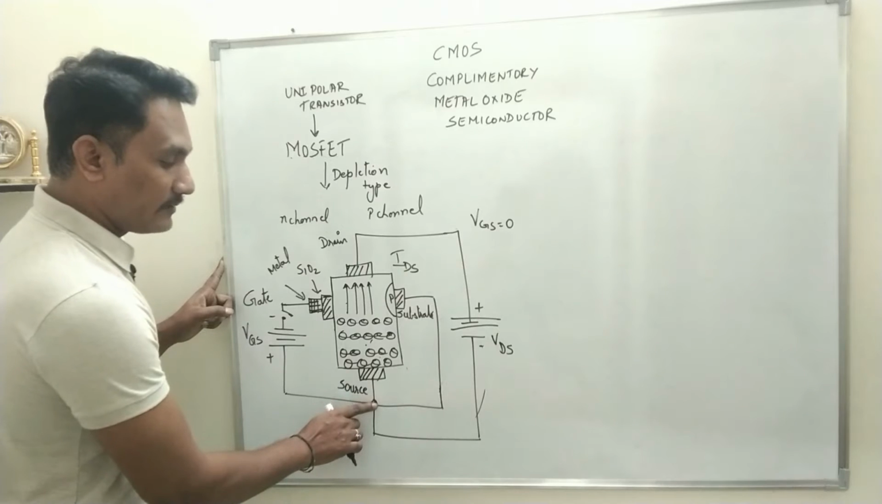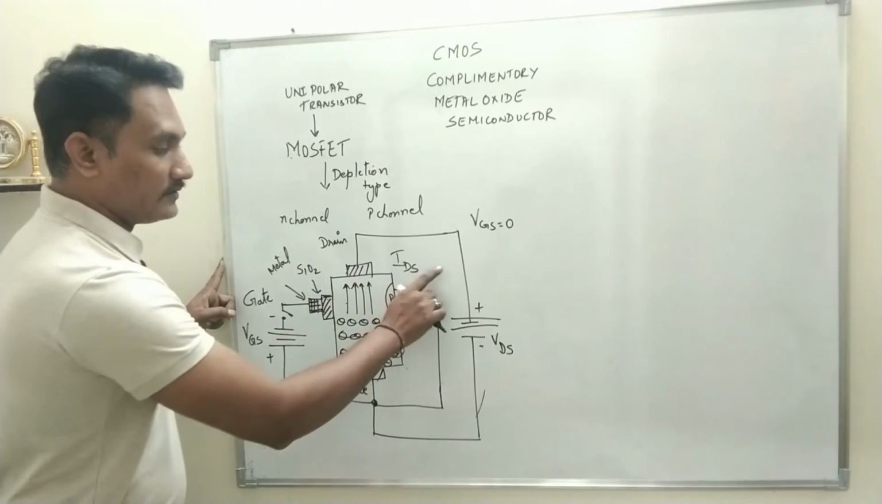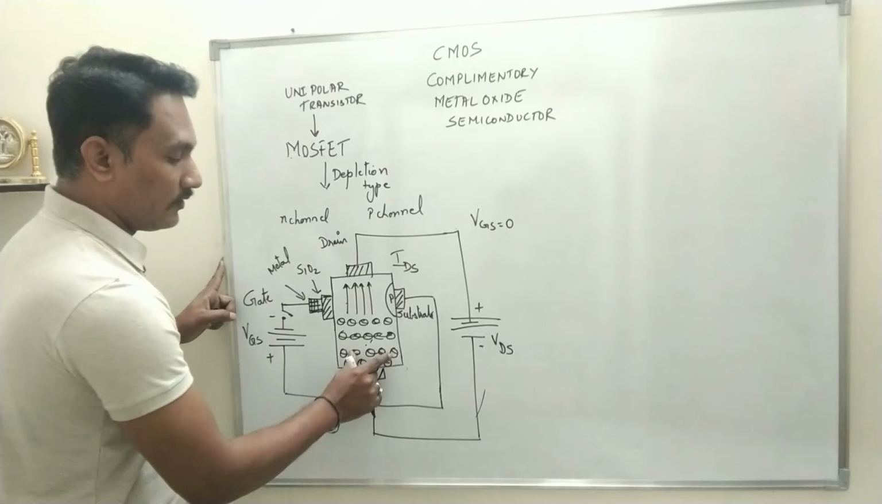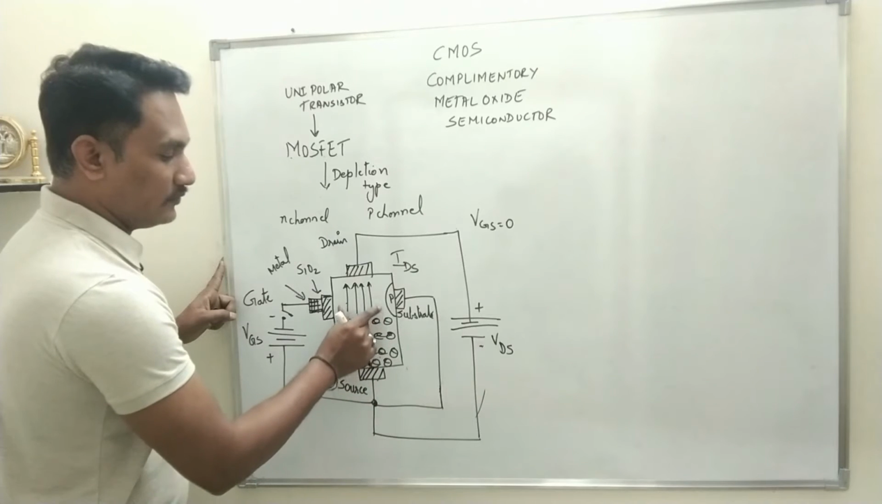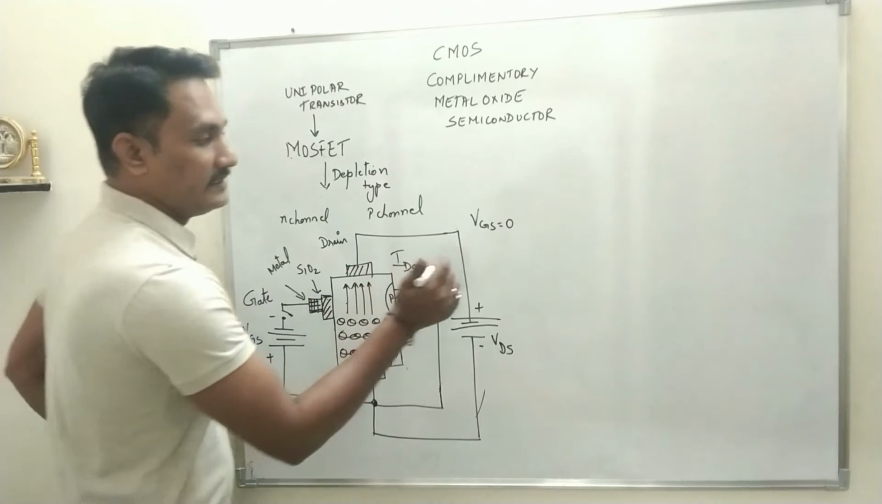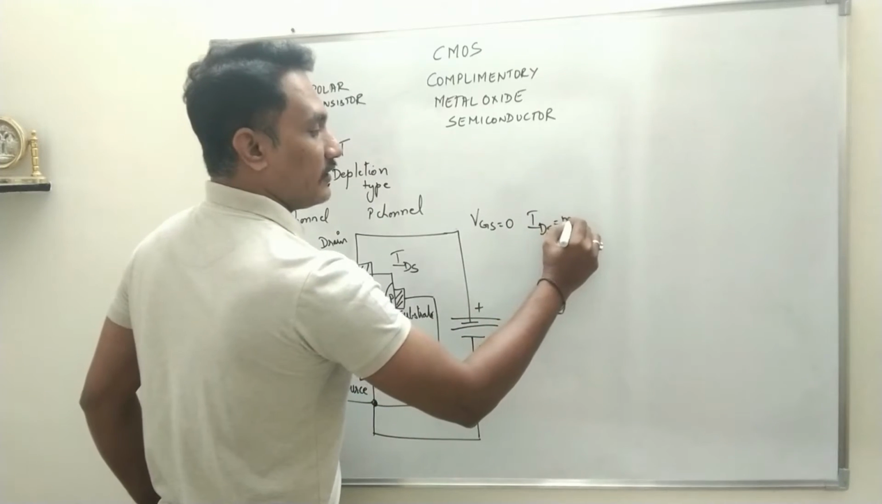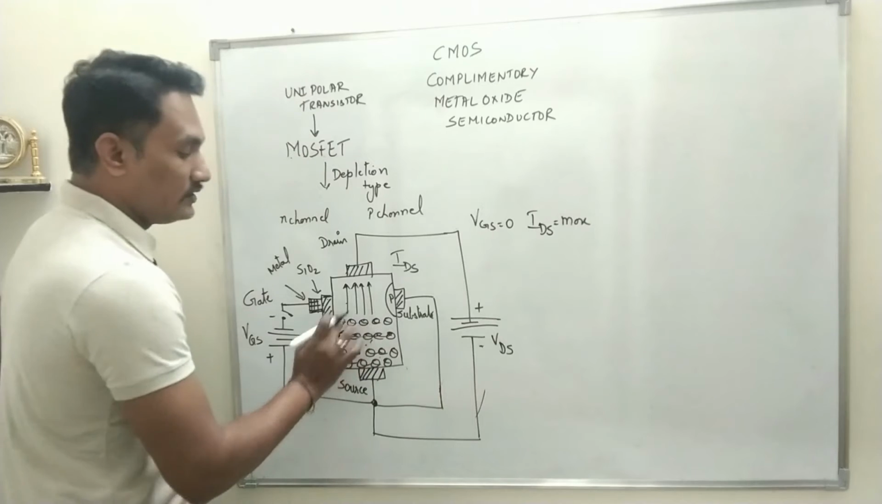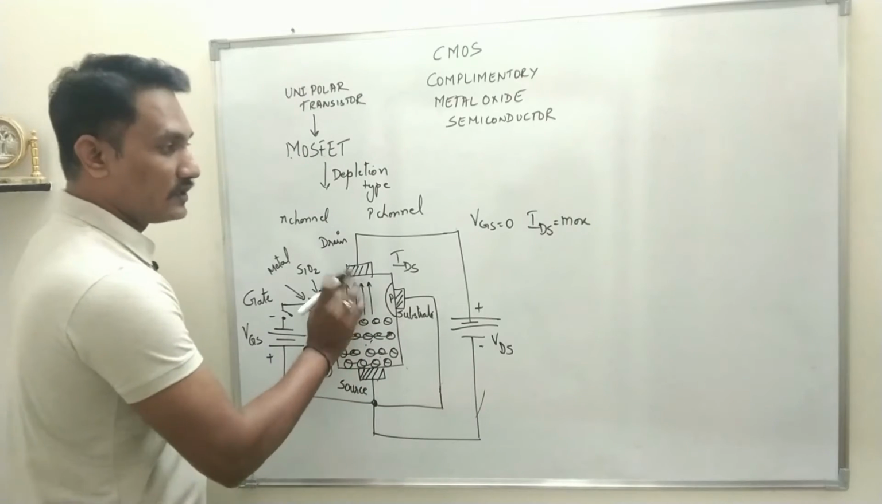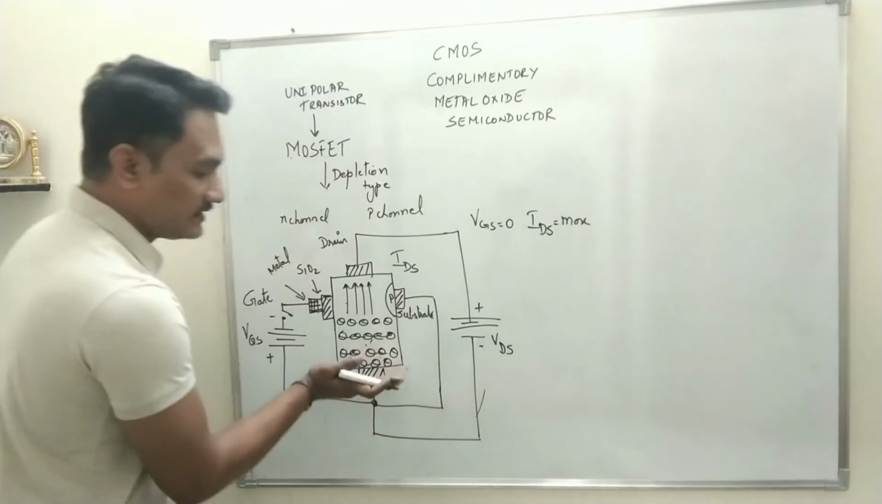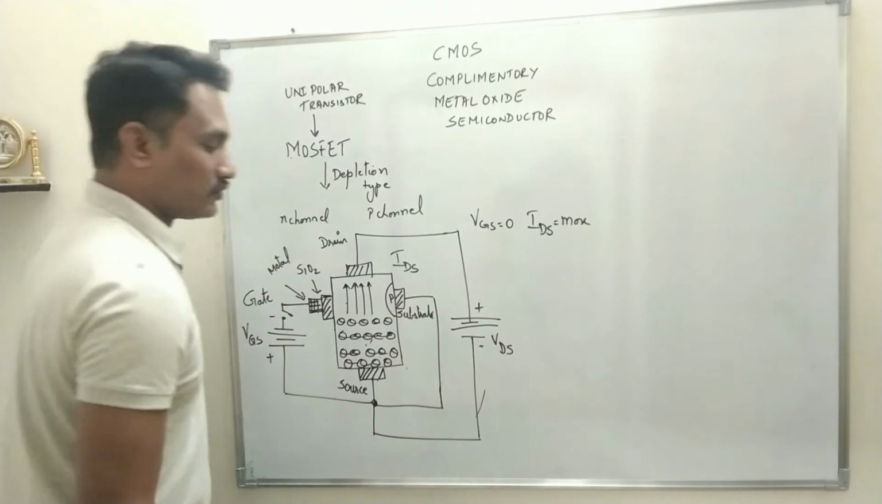At this point what happens is, because of VDS, all these electrons will move towards the drain, that means IDS will be maximum. There is no external potential. So there is no opposition to these electrons which are moving from source to drain, so IDS will be maximum. The electrons will move from source to drain.